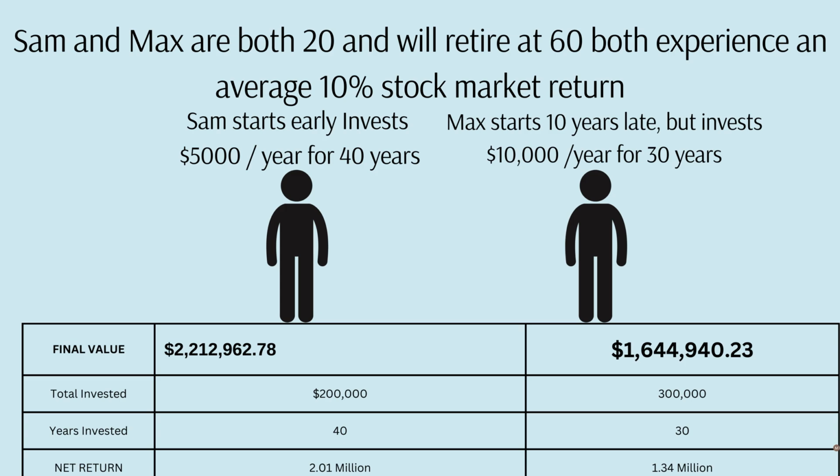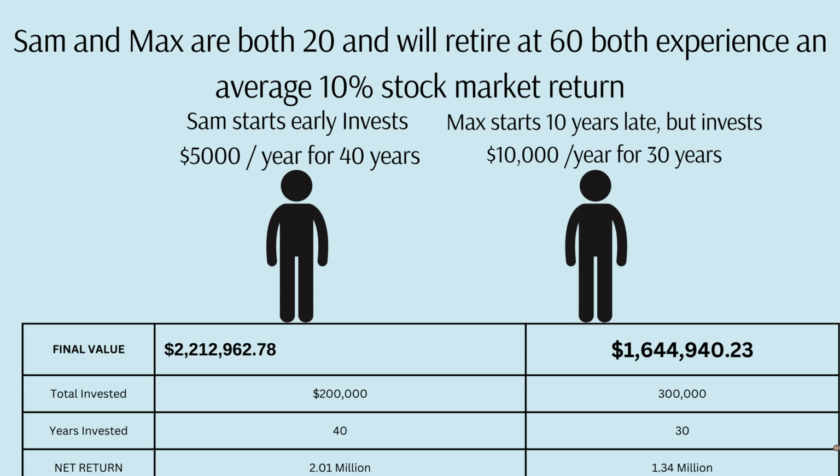Now that we've inherently covered time value of money, let's cover an example theoretically with Sam and Max, who are both 20 and will retire at 60. They both experience an average 10% stock market return during their investing. Sam starts early and invests $5,000 a year for 40 years, whereas Max starts 10 years late but invests $10,000 a year for 30 years.